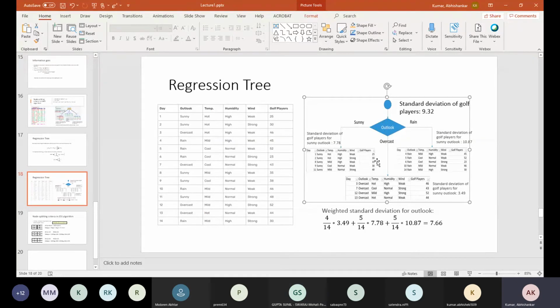So you have to take the golf player, and get the standard deviation of golf player corresponding to outlook equal to sunny. So you have to get the standard deviation of 25, 30, 35, 38 and 48. The standard deviation on the root node will always be the same for all. Yes, sir, it is coming 9.32.